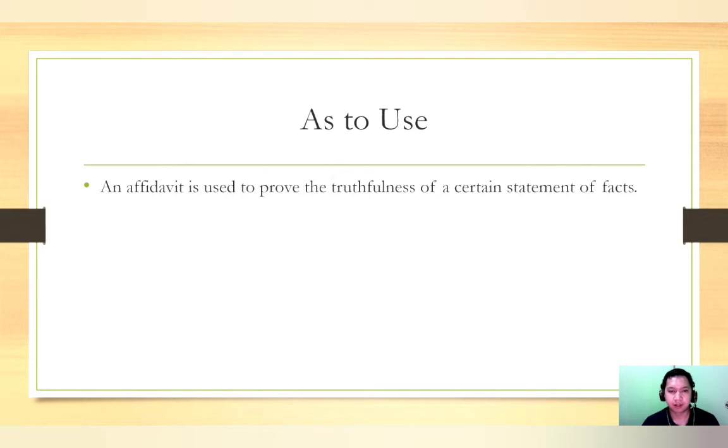So how does an affidavit differ from a judicial affidavit? As to use, an affidavit is used to prove the truthfulness of a certain statement of facts. It may be submitted to attest certain facts in court or may be used for other lawful undertaking. One example is when a person is seeking a reissuance of a document or identification card from a public or private office due to loss.